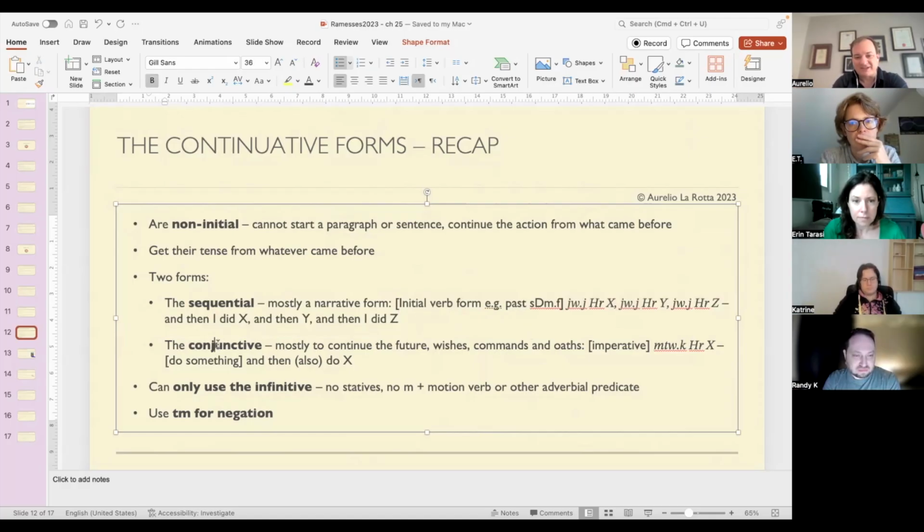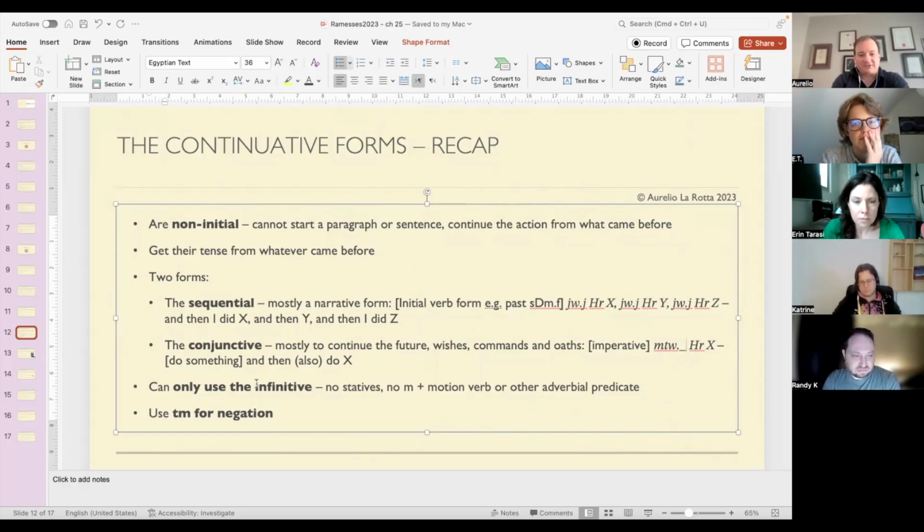And the other one, the conjunctive, is used for things more oriented to the future: commands, wishes, and very noticeably oaths. And it has a very distinctive introducing element, which is emtuk, and that then is followed by the verb. So emtuk, just M2. There doesn't have to be a K in there. That's just my mistake here. So M2 plus subject, basically, and then the thing that you do.